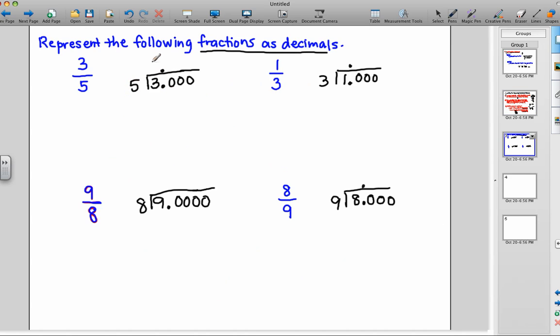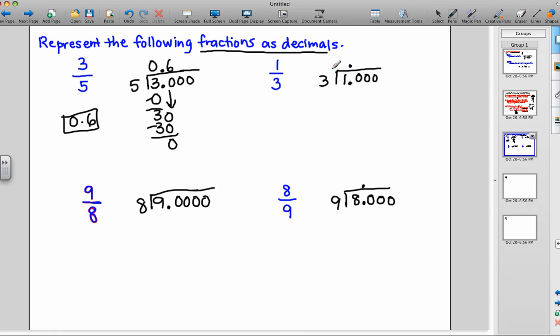Alright, 5 goes into 3, 0 times. 0 times 5, 0. 3 minus 0, 3. Pull down the 0. 5 goes into 30, 6 times. 6 times 5 is 30. 30 subtract 30, 0. I can stop because I got a remainder of 0, so 3/5 is equal to 6/10. We'll check these out at the end.